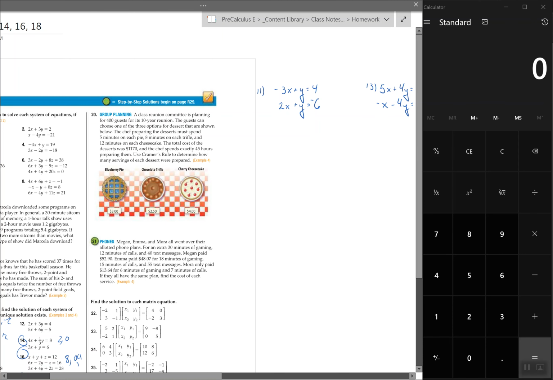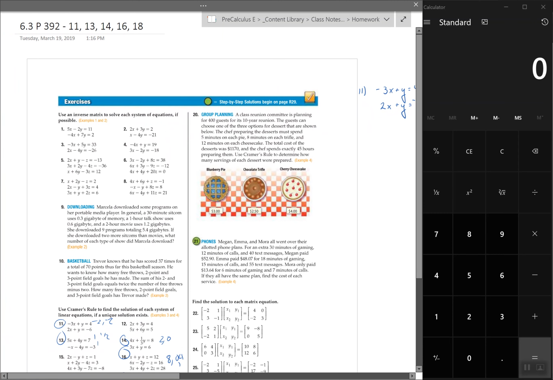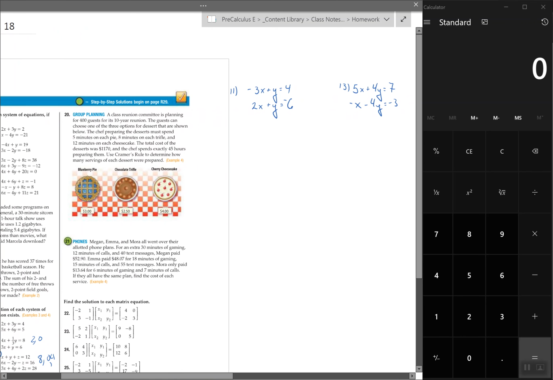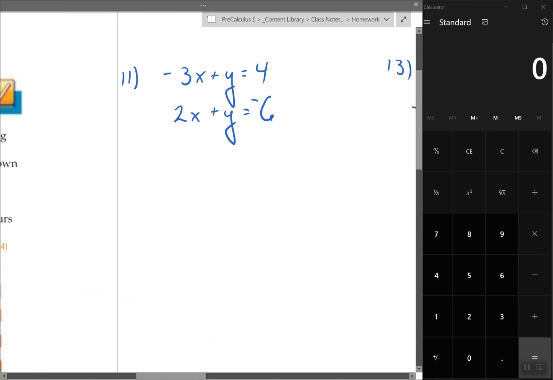This is homework 6.3, solving system of equations using Cramer's rule. So the first thing we want to do for all these problems is to find the determinant of the x, y, z portion of the system. To do that, we're going to rewrite these coefficients as a 2 by 2 matrix. So -3, 1, 2, 1. That is our matrix A.